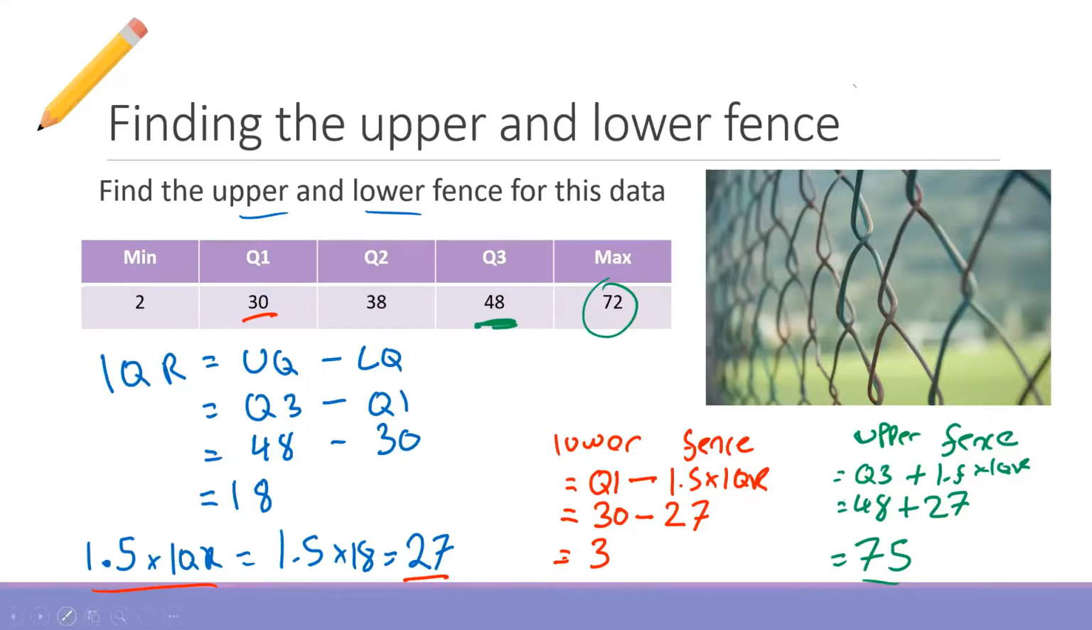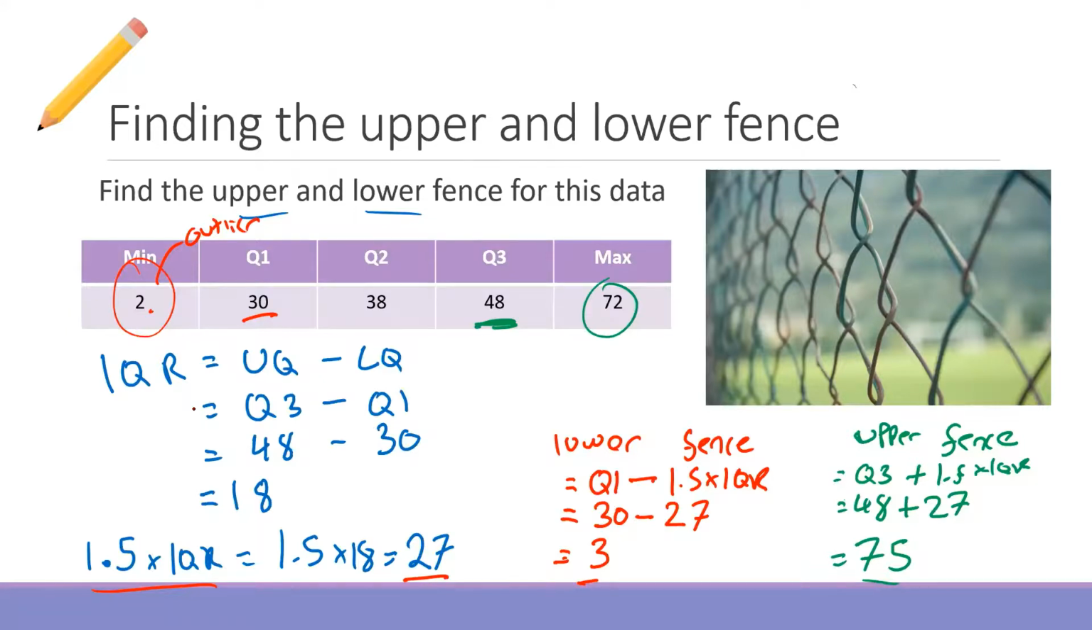But if you look at the minimum, it is 2, but our lower fence is 3. That means that 2 is an outlier. It's too small to be in our set. So we would plot that differently on the graph. We would not plot that 2. We would plot the next value up from that 2. And that's how we would use it.